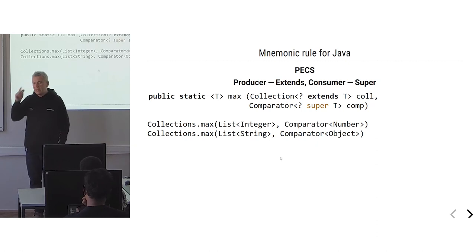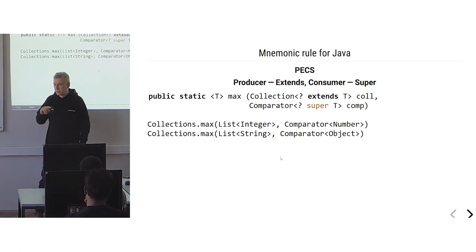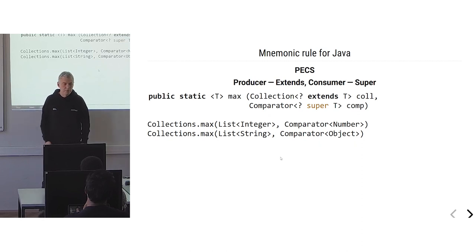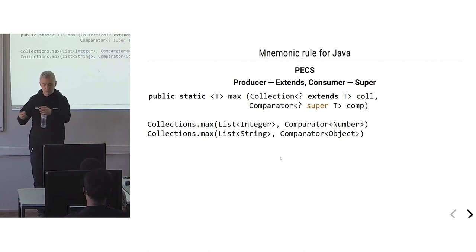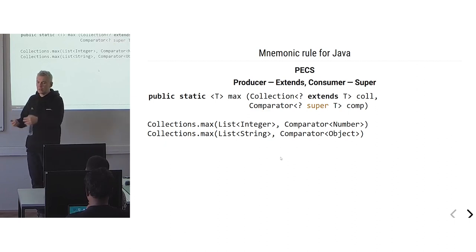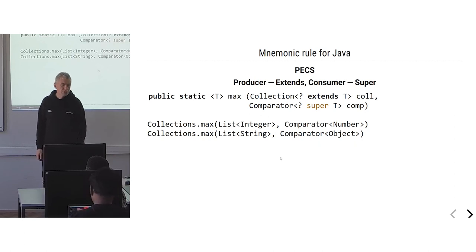Okay, the famous mnemonic rule for Java. All Java developers must know this rule. It's called PECS: producer extends, consumer super. And you already understand where it came from. When you are using an object which you are going to utilize as a producer, please use question mark extends. If you have an object that you are going to utilize as a consumer, use question mark super.